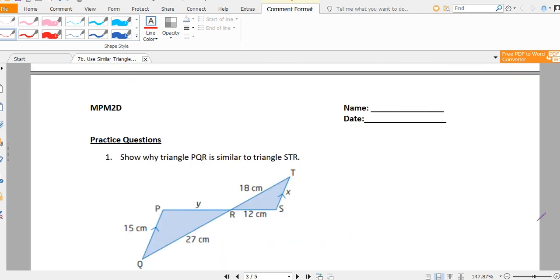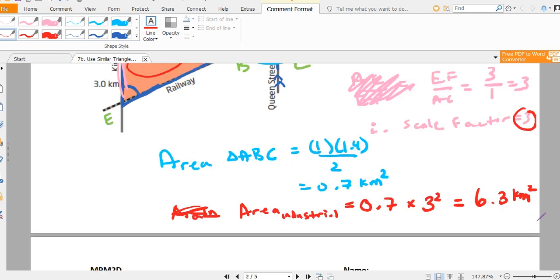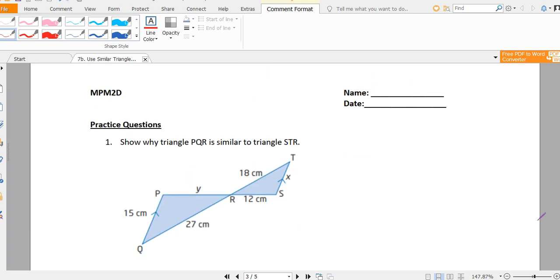So in all these questions, your first step is to verify that it is similar, and then you can apply any of the properties of similar triangles.